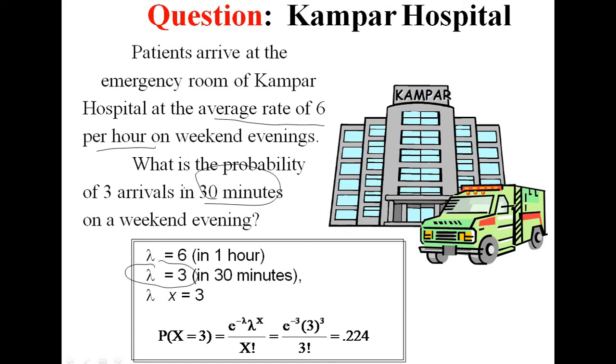Lambda equal to 3. And then they ask what is the probability? 3 arrivals, so x equal to 3. Substitute x equal to 3, lambda equal to 3. Then we can get 0.224.